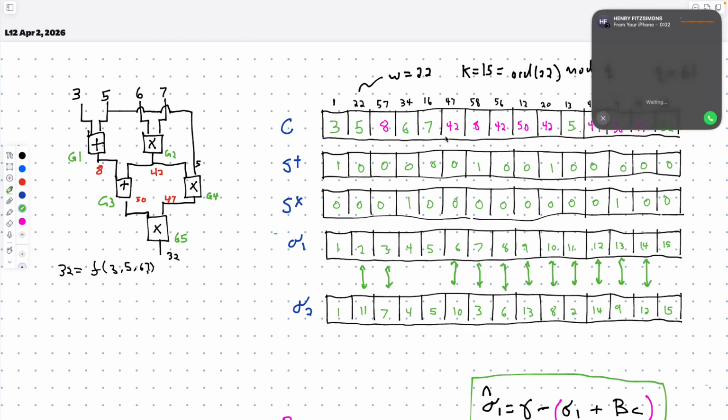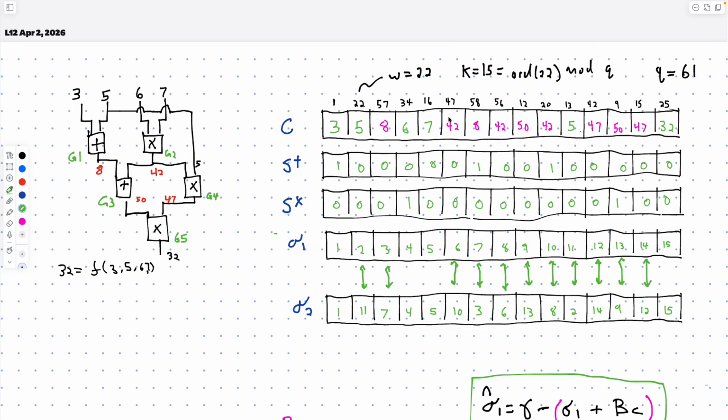What happens when you have the commitment to the polynomial? If you just have the commitment to the polynomial, you can follow that the rules were applied just by looking at the commitments themselves. Yeah?